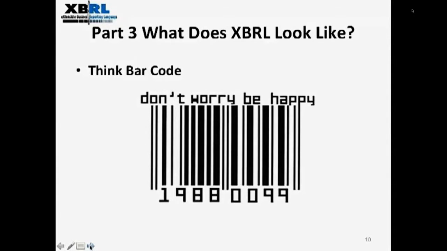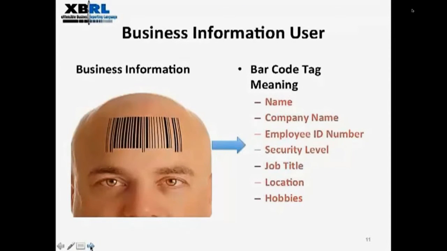So what does XBRL look like? Well, I want you to think barcode. If we have the phrase, "Don't worry, be happy," the barcode directly beneath it is the way to tag that phrase. And that's a concept that we want to think about when we're looking at XBRL tagging.